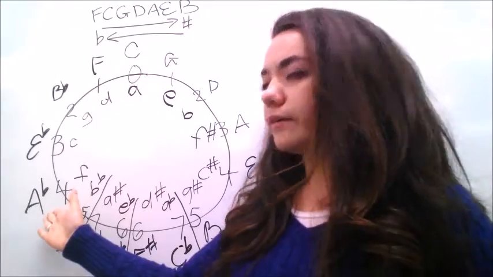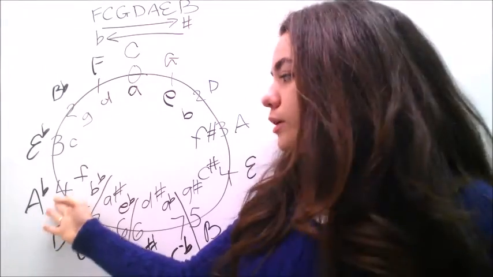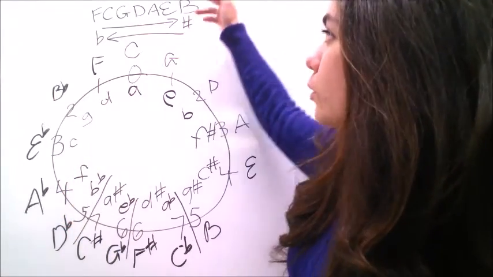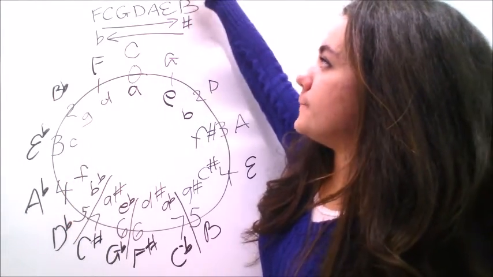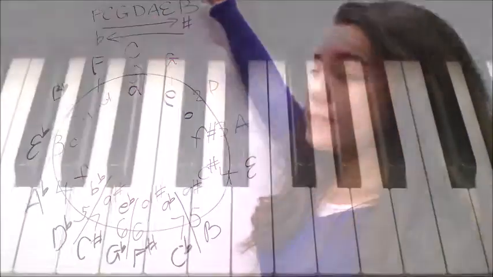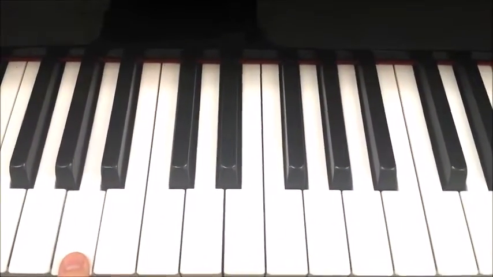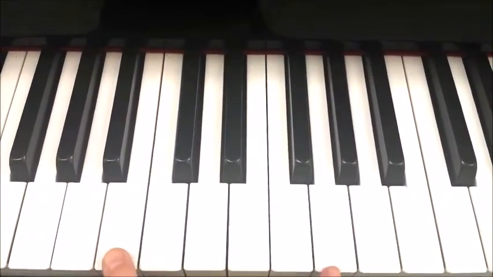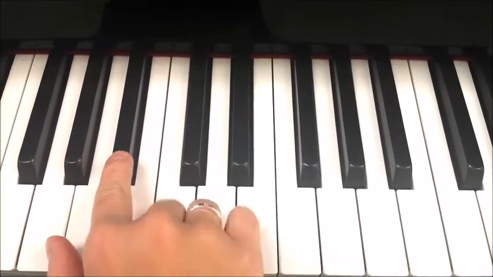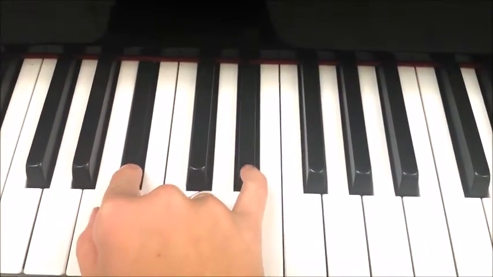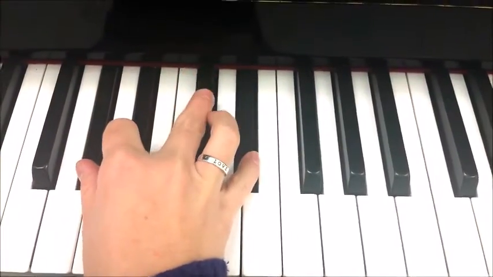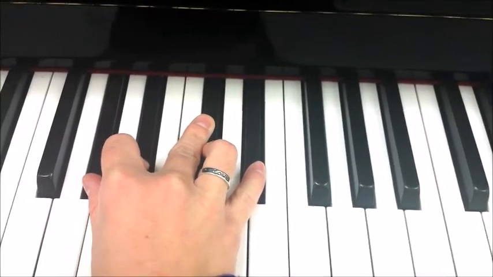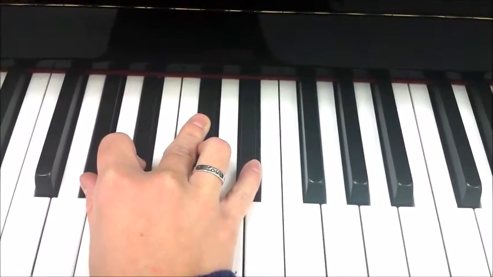Let's pick A flat. We know from the diagram that A flat has 4 flats, and we know from the order that the flats have to be B, E, A, D, the first 4 flats. We know that it will have to use all 7 letters, A, B, C, D, E, F, and G. We know that B flat, E flat, A flat, and D flat are all going to be used because of the key signature. The rest of the notes will all be natural.